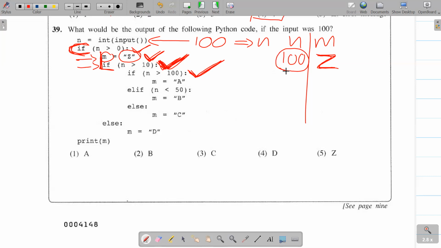This is wrong. This is wrong means it comes over here. Then elif checks whether n is less than 50. n is 100, which is not less than 50. That is wrong as well. Then it comes to the else. In else it says assign c to m.